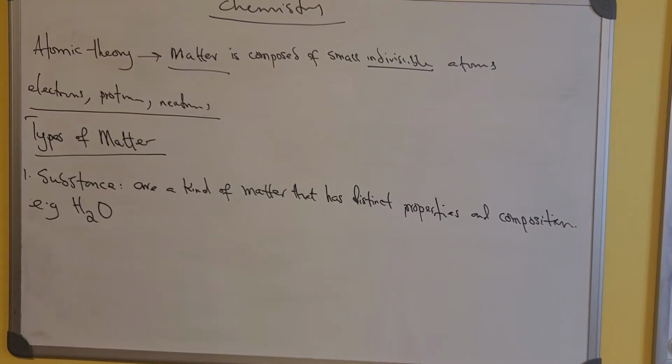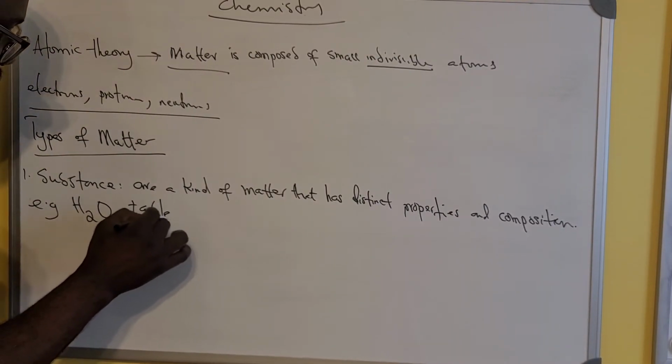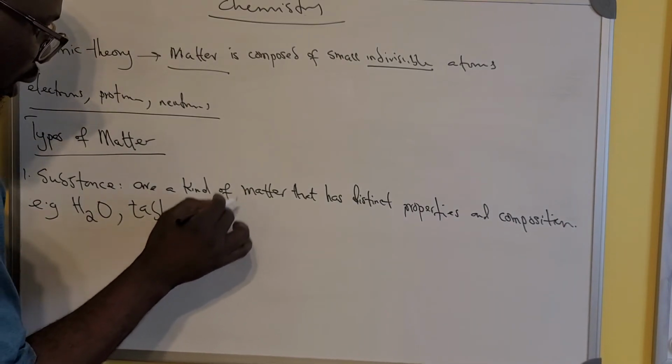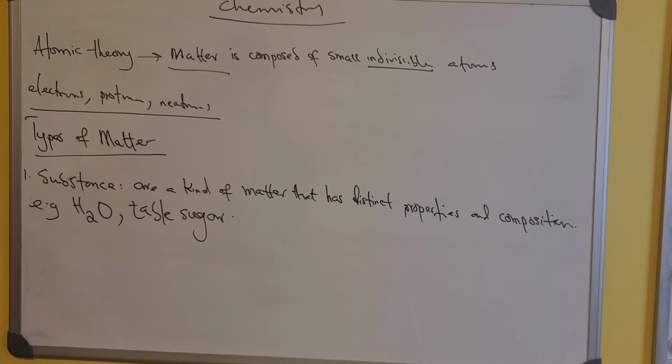Now take table sugar. Sugar has the same property, right? Table sugar has the same property anywhere in the world. Table sugar is an example of a substance. It's white, granular, the same thing. Anywhere you go, whether you're in the US, the Caribbean, or Africa, sugar has distinct properties and composition. Composition means that when you look at the chemical formula, it's always the same every time, and it always tastes sweet. So that's one type of matter.